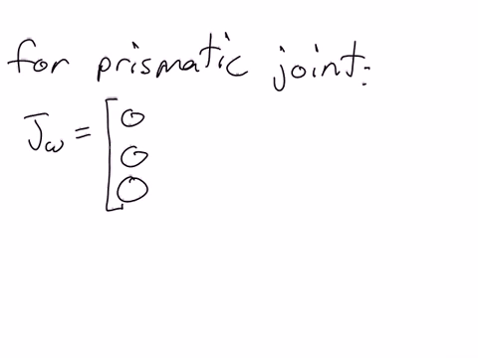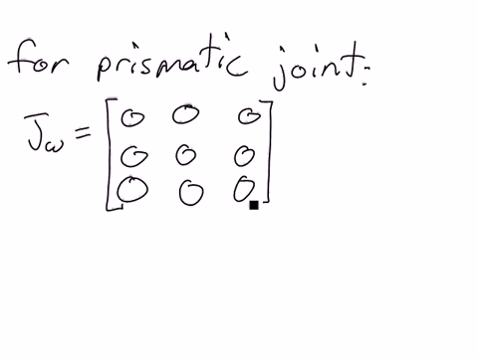If our robot manipulator was a Cartesian manipulator, in that case it has 3 joints, and all of those joints are prismatic. So the rotational part of the Jacobian matrix would have 3 columns, all zeros, because it has 3 joints that are all prismatic.